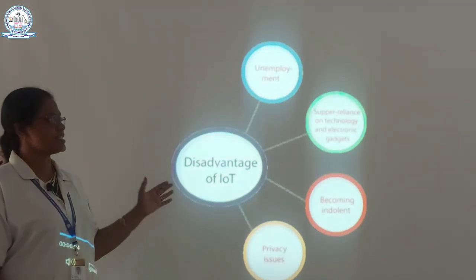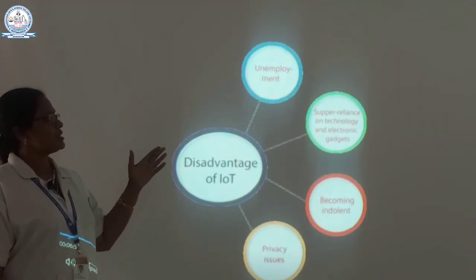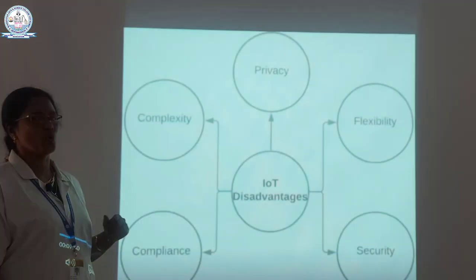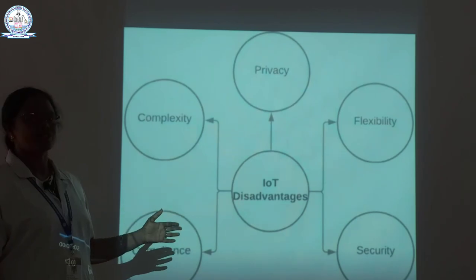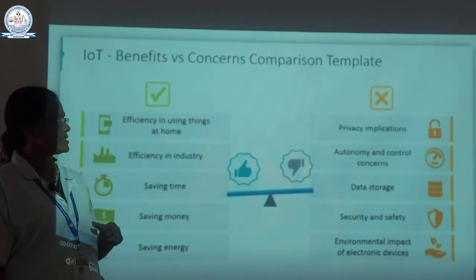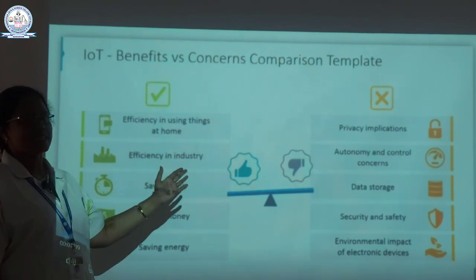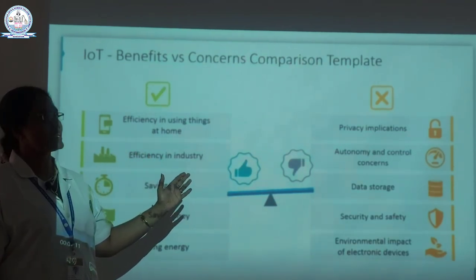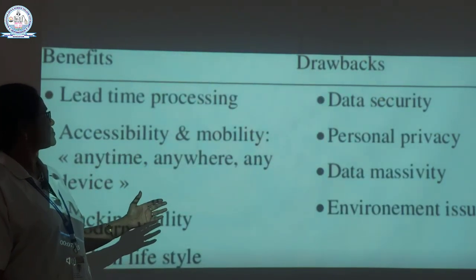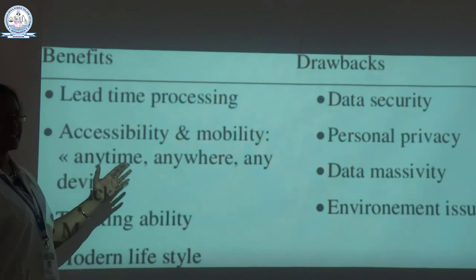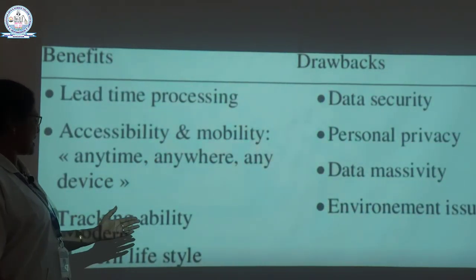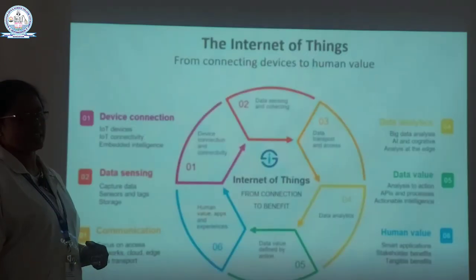What are the disadvantages of IoT? Unemployment, over-reliance, becoming idle, and privacy issues. These are the IoT disadvantages, which nowadays we are seeing. So this is the comparison of benefits and drawbacks of IoT devices. What are the benefits? Time processing, accessibility and mobility, anywhere, any place and any time, traceability, and a modern lifestyle.